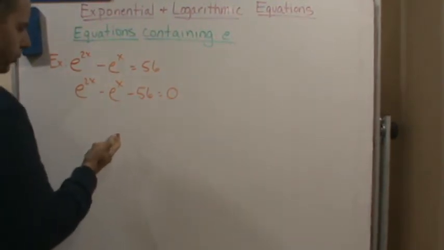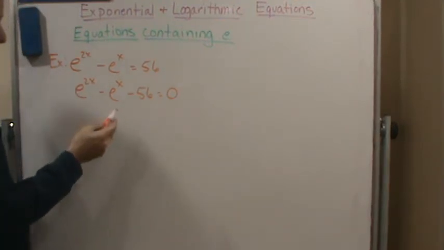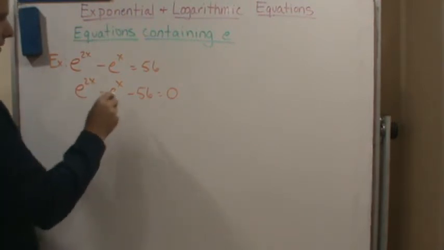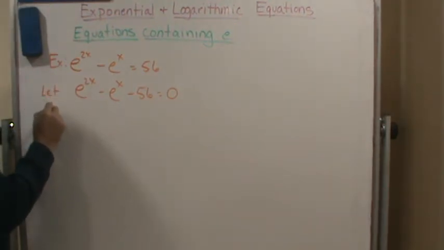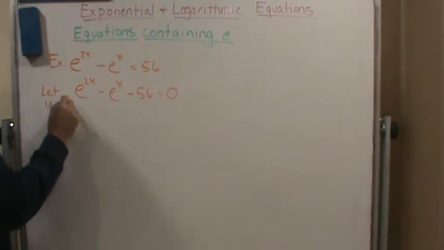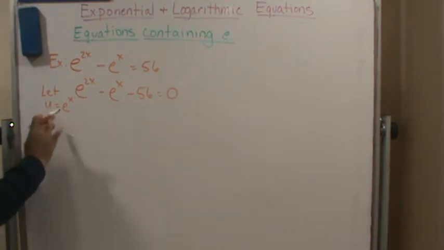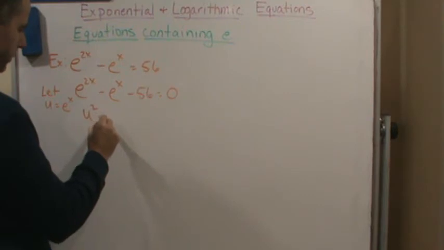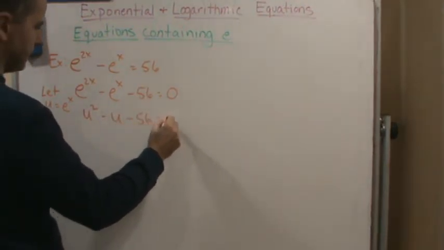So what I would do, now again, not everybody has to do this, but I'm going to do a u substitution just to make it stick out more. So I'm going to say, hey, let u equal e to the x. If I let u equal e to the x, guess what? Now this becomes u squared minus u minus 56 equals 0.